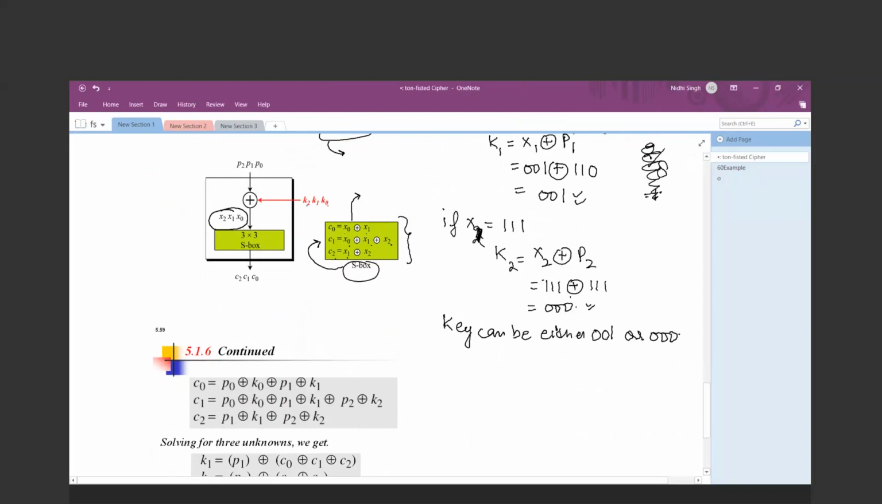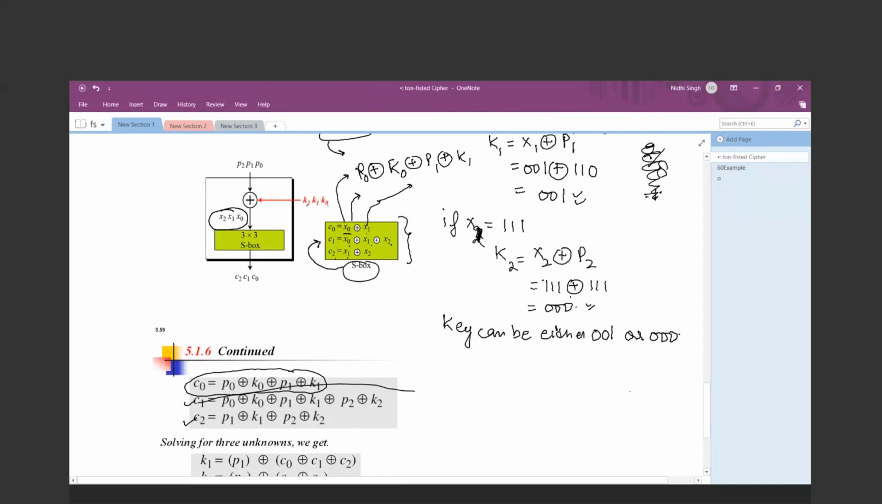So x naught can be extended. What is the x naught equation? X naught is made up of p naught XOR with k naught, right? इस तरीके से मैंने x1 के लिए भी लिखा. What is x1 value? That is p1 XOR k1. So the same thing is written over there. So just like the same way, you have to write out c1 and c2.